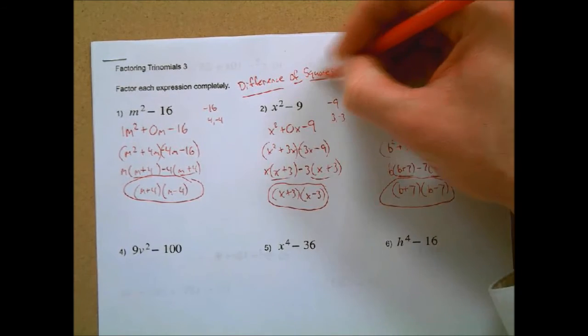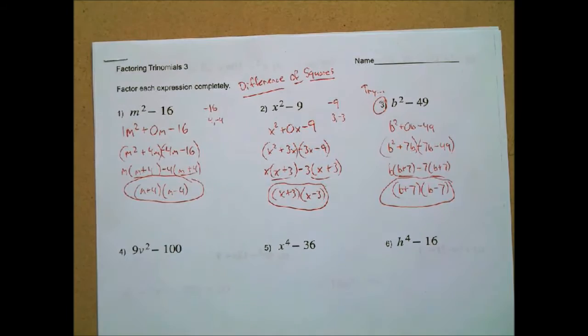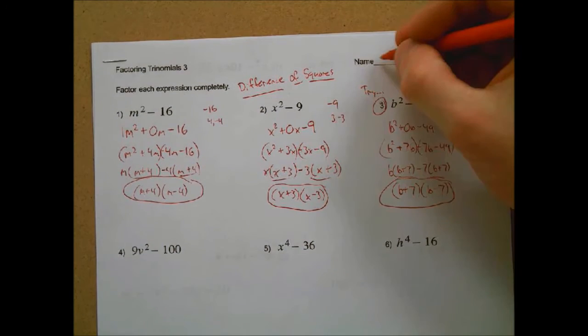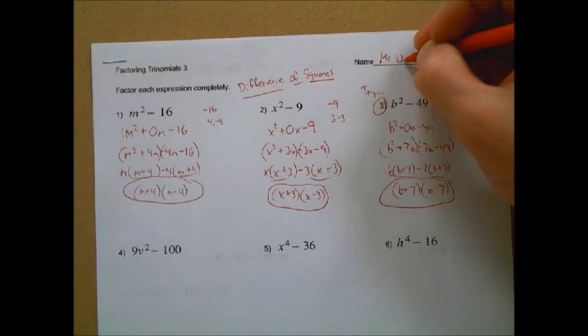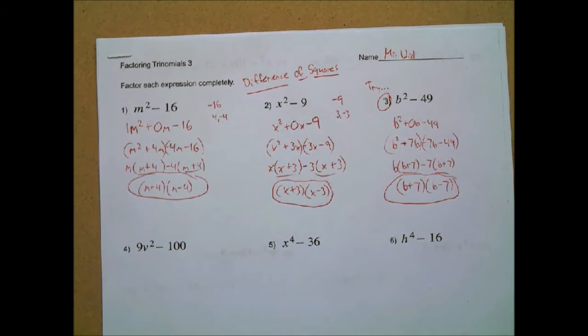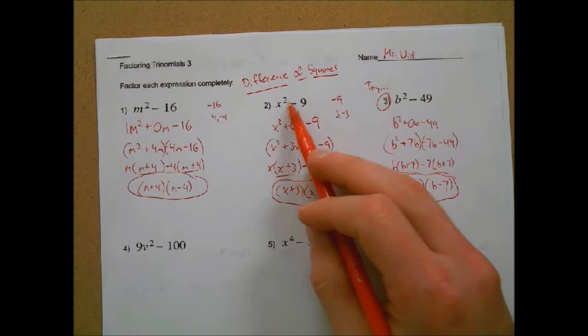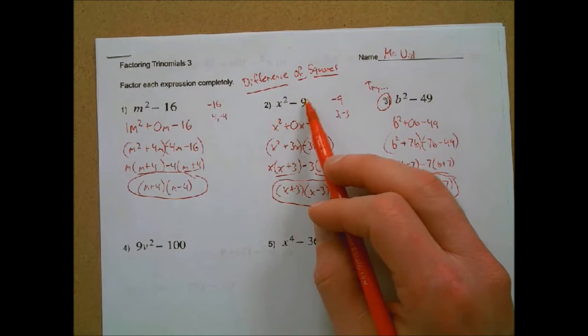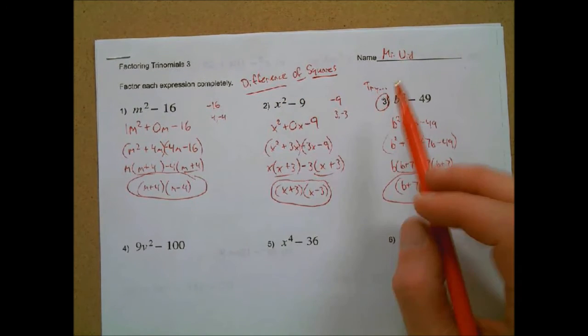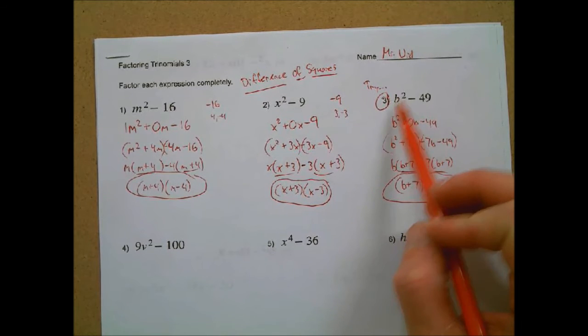Okay? Difference of squares. Okay? 1 has m squared minus 16. 16 is a perfect square of what? 4 squared is 16, right? X squared minus 9. X squared is a perfect square. 9 is a perfect square of 3. B squared is a perfect square. 49 is also a square of 7.